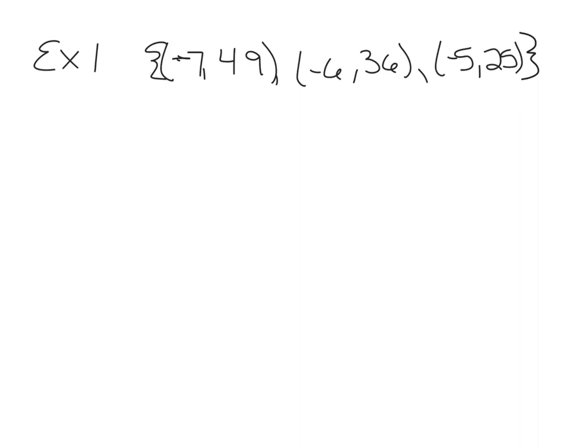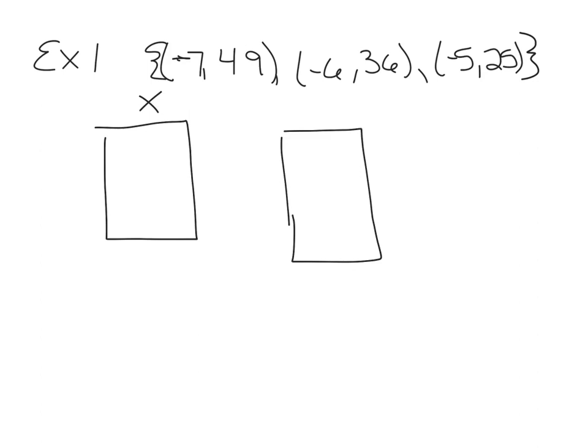All right, example 1 on page 44 gives us this relation. It's a set of ordered pairs, 3 ordered pairs here, and asks us to determine if this is a function or not. All relations are not necessarily functions. To do that, there's an interesting graphic here that basically lists the x values and shows how they match up with the y values. So the x values here, the domain, are -7, -6, -5. The range, or the y values, are 49, 36, and 25.